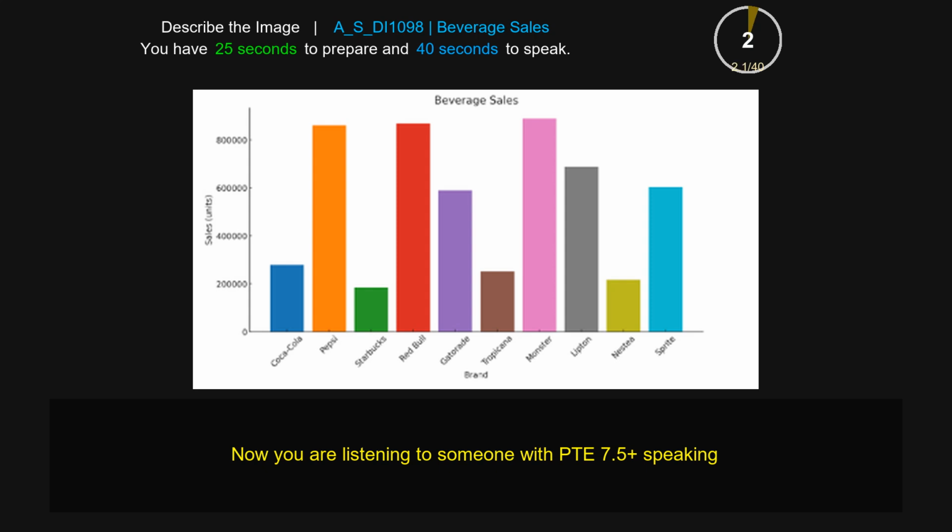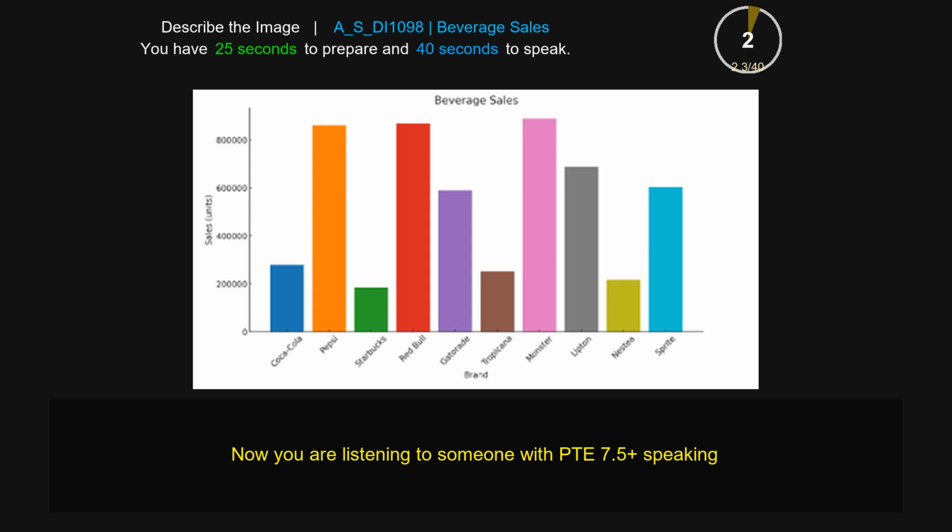This picture gives information about beverage sales. In the picture, the biggest proportion is Monster, which is about 800,000 units, and the smallest proportion is Starbucks, which is about 200,000 units. In the picture, there are minimum and maximum 400,000 and 600,000 units. In conclusion, this picture is about beverage sales.